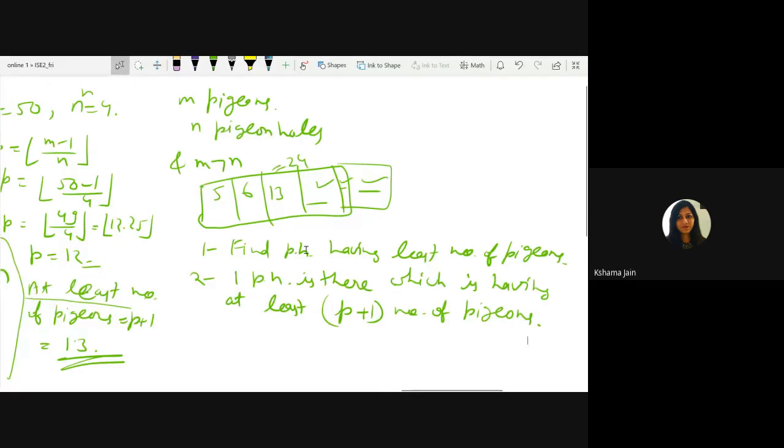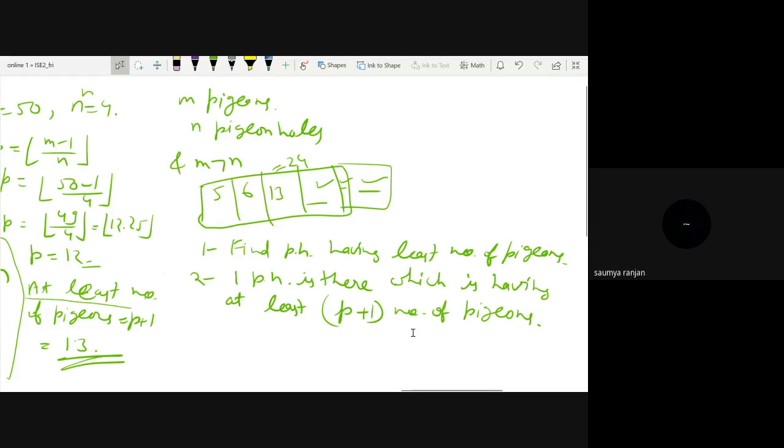First I'm telling about pigeonholes having the least number of pigeons. Having the least number of pigeons means you will see the number of pigeons. Here it's 5, it's 6, it's 13, and here it is 0, 0, 0. So in the first case, I will be writing these 3 pigeonholes. But the second statement is telling that out of these 6 pigeonholes, one pigeonhole must be there which is having at least p plus 1 number of pigeons.